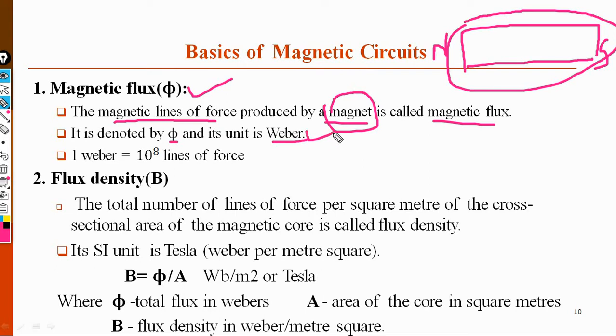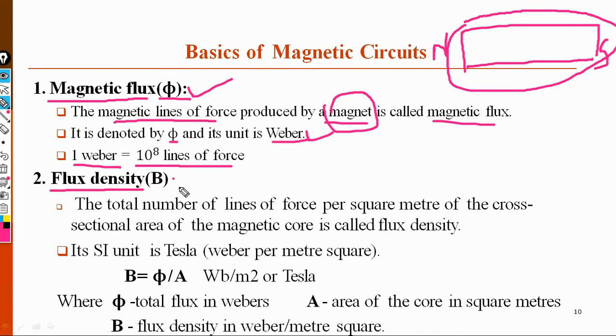It is very important: 1 Weber is equal to 10 raised to 8 lines of force. This is the exact value of 1 Weber. That means this is the concept of magnetic flux, and the symbol is phi. The second point is flux density.